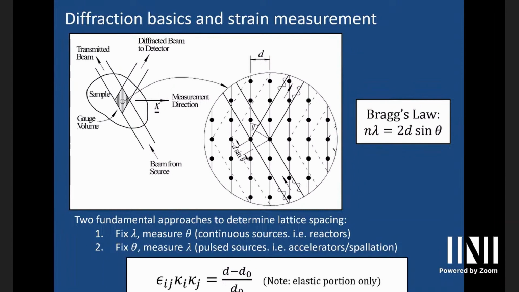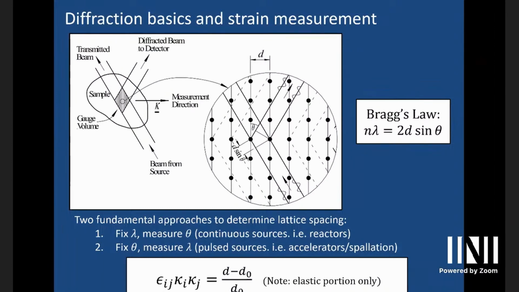So there's two main approaches. You can either fix the wavelength, through a monochromator or something, and measure the angle of the diffraction, and that will tell you the lattice spacing. Or the alternative is to fix the angle, and you measure the wavelength that gets scattered, and that will also tell you the same thing.